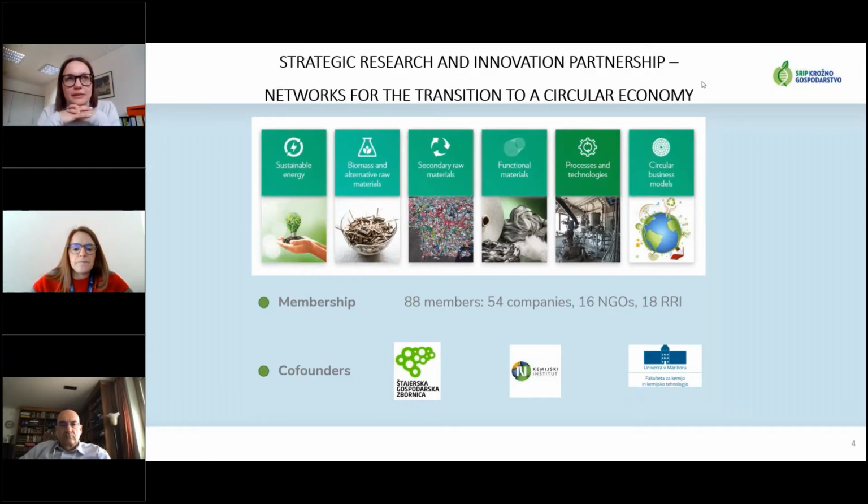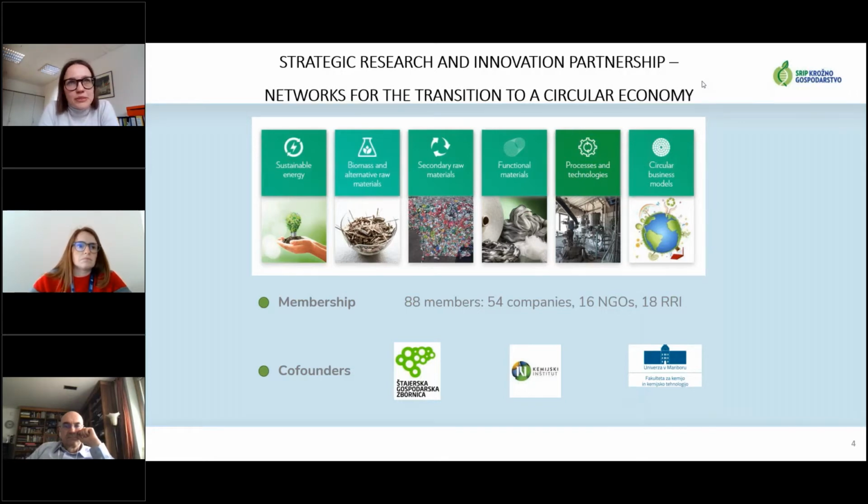Here at the Chamber of Commerce and Industry of Styria in Maribor, Slovenia, we are the national coordinators of the partnership for the transition to circular economy, and we operate in 6 fields, which you can see from the slide. So sustainable energy, biomass and alternative raw materials, secondary raw materials, functional materials, processes and technologies, and circular business models.